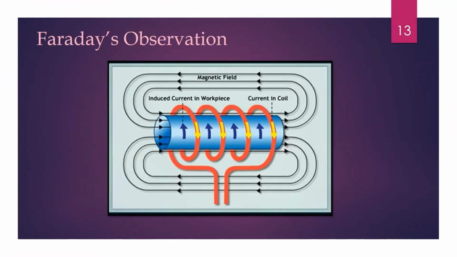Some factors lead to an increase in the current in the coil. The first one is using a stronger magnet. The second one is increasing the speed of motion of the magnet. The third one is increasing the area or the number of turns of the coil.